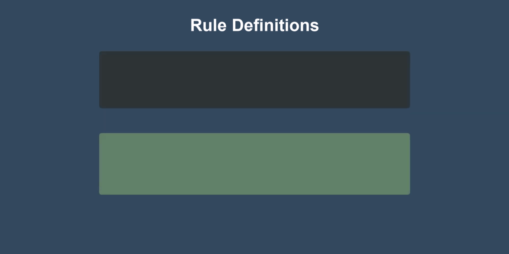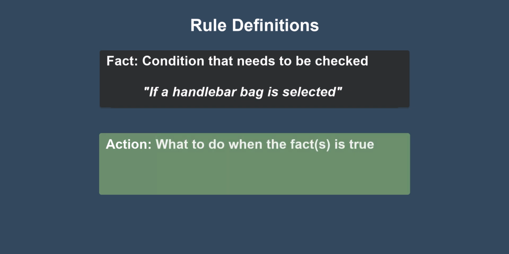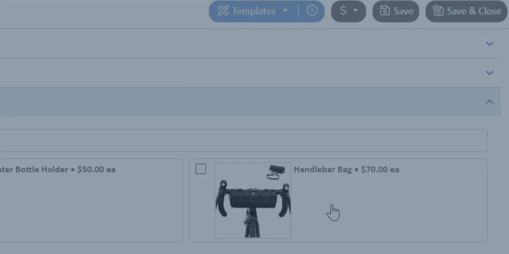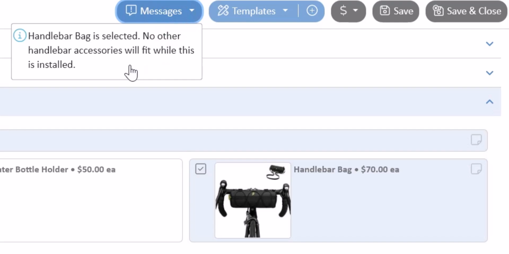In Wheelhouse, rules are built using two key components: facts and actions. A fact is the condition that needs to be checked. In our example, we check if a handlebar bag is selected. An action is what to do when the fact is true. For our example, we display a helpful message about space limitations. Here's a preview of the first rule we'll be creating. When the handlebar bag is picked, we set a message in the toolbar.